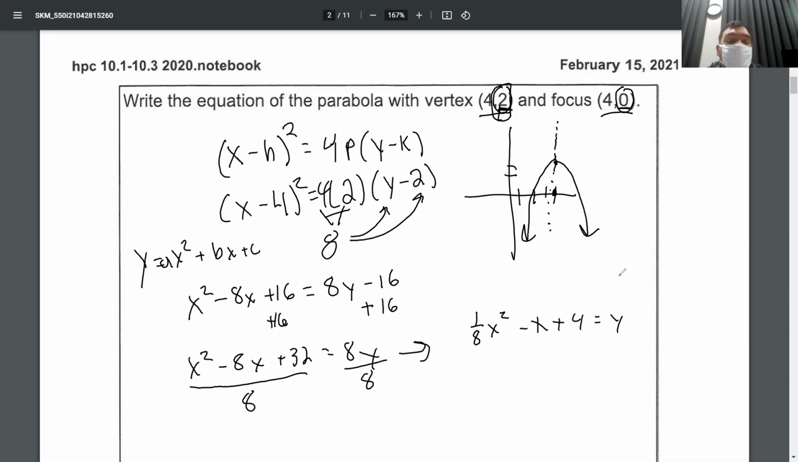But Yossi pointed out something important. We know this opens downwards, so we need our a value to be negative. So we're going to multiply everything by negative 1. It has to be negative in the base equation.